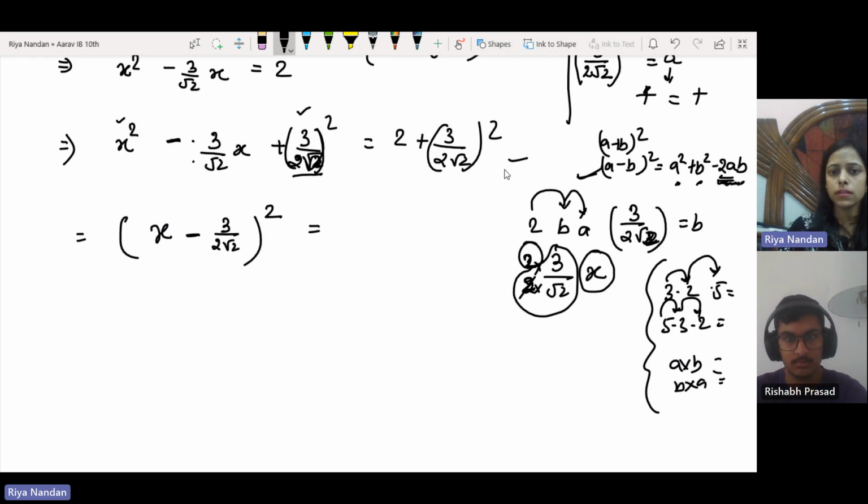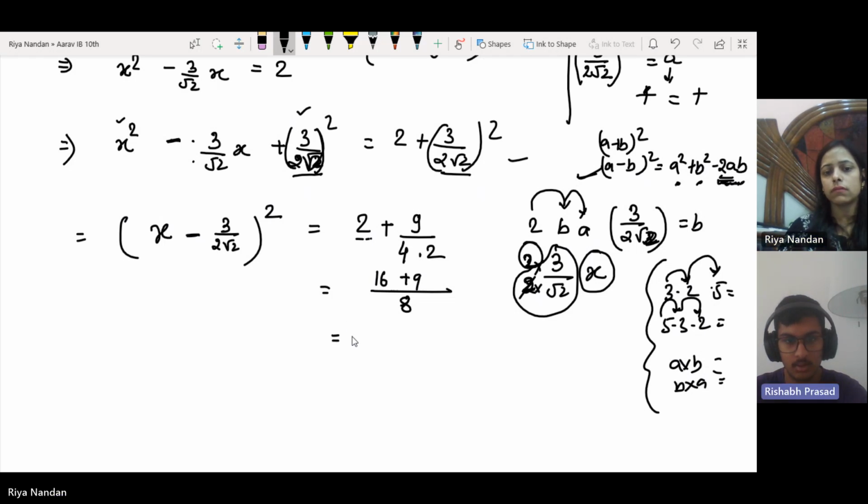Now you have to solve this term. 2 plus whole square, 3 whole square, which is 9, upon 2 root 2 whole square. It means 2 whole square is 4, and root 2 whole square is 2. So it is 8. 4 twos are 8. So the LCM is 8. So we have to multiply 2 with 8. 8 twos are 16 plus 9. 16 plus 9 is 25. 25 upon 8.